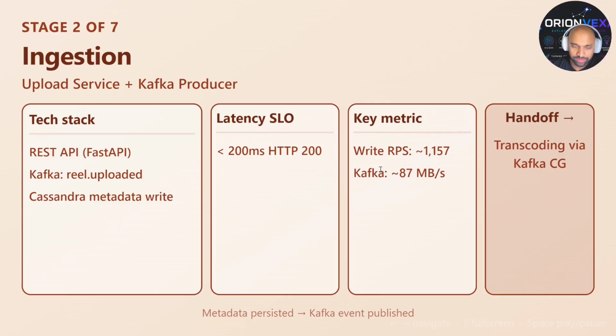In the ingestion phase, we are using a Kafka producer. Through the REST API and Kafka, the reels will be uploaded and the metadata will be saved in Cassandra. Here the latency is less than 200 milliseconds, and the key metrics are write RPS is 1157, which we have already seen, and Kafka throughput is 87 MB per second. Then we hand over to transcoding through a Kafka consumer group.